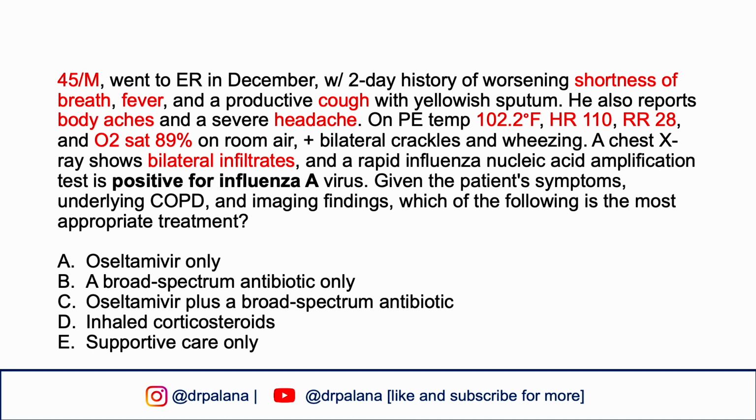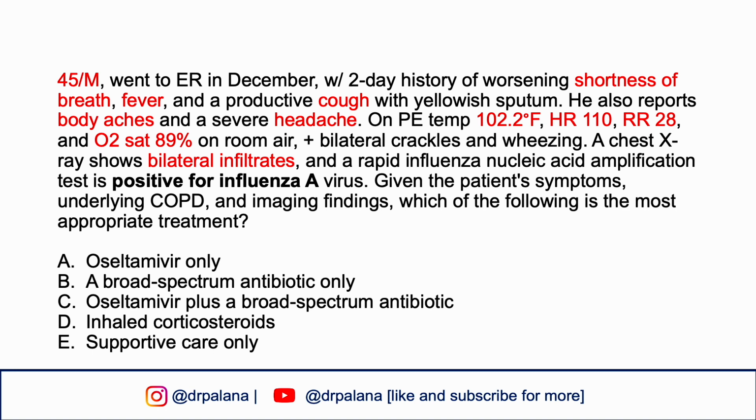A 45-year-old man presents to the emergency room in December with a 2-day history of worsening shortness of breath, fever, and a productive cough with yellowish sputum. He also reports body aches and severe headache. He has not received the influenza vaccine this season. On physical exam, his temperature is 102.2, heart rate 110, respiratory rate 28, and oxygen saturation 89% on room air. Auscultation reveals bilateral crackles and wheezing. A chest x-ray shows bilateral infiltrates, and a rapid influenza nucleic acid amplification test is positive for influenza A virus. Given the patient's symptoms and imaging findings, which of the following is the most appropriate treatment?